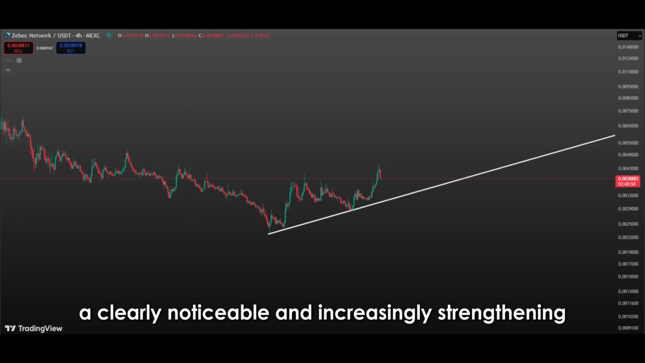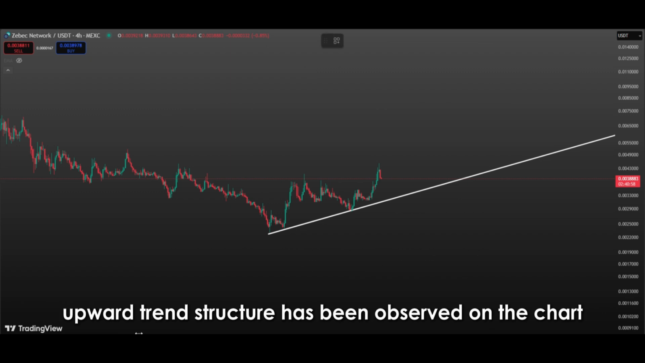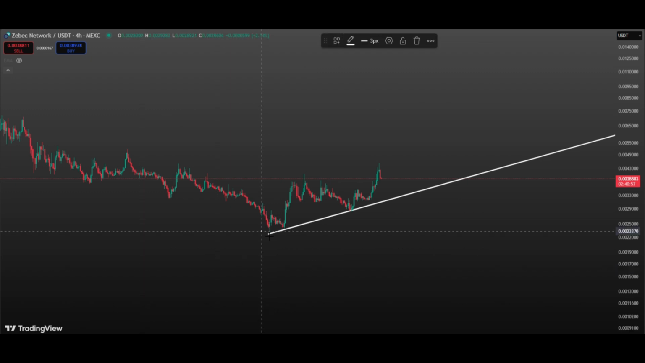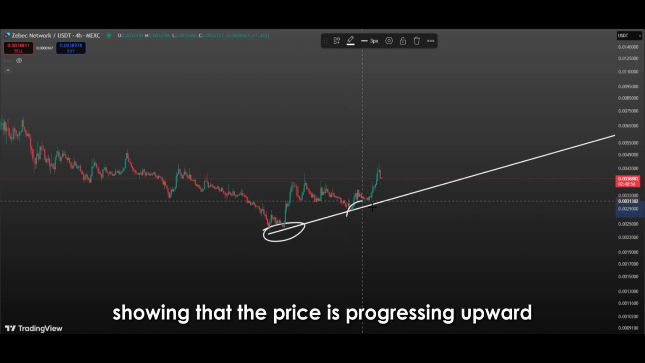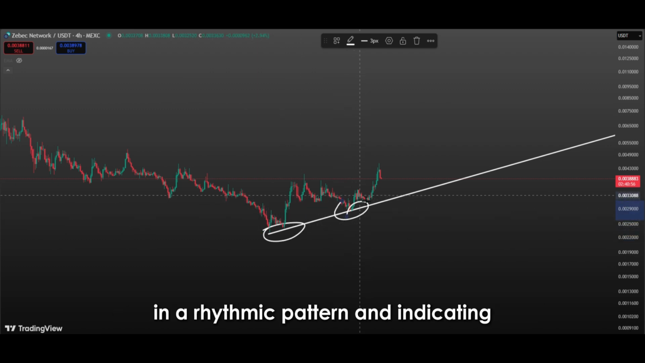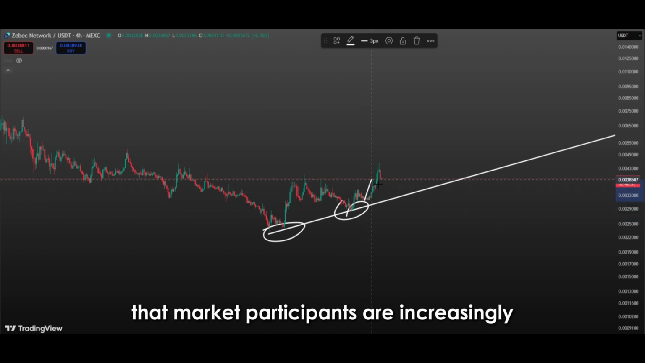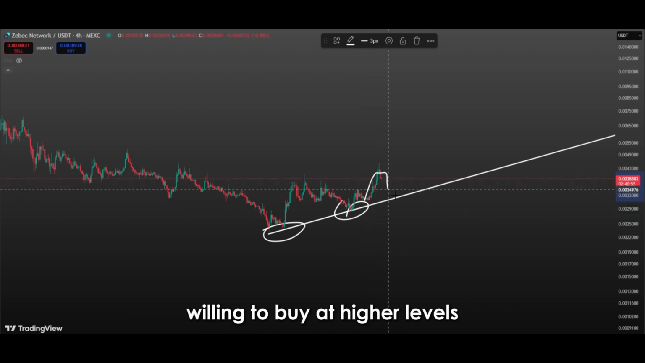A clearly noticeable and increasingly strengthening upward trend structure has been observed on the chart. This trend pattern represents a highly important technical structure, showing that the price is progressing upward in a rhythmic pattern and indicating that market participants are increasingly willing to buy at higher levels.